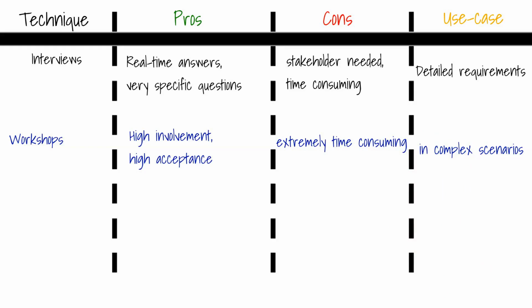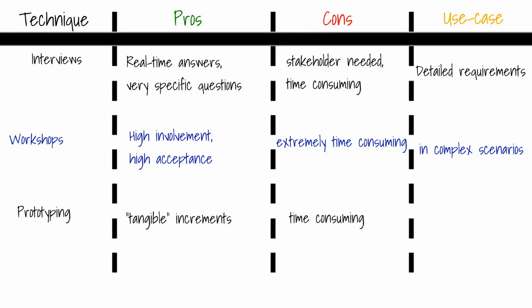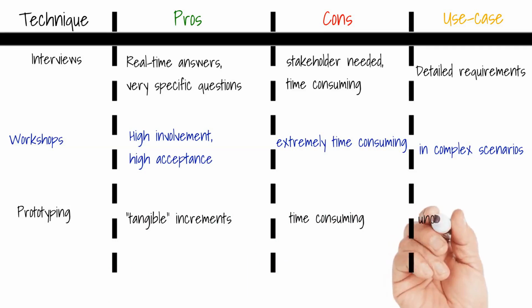Prototyping has the pro that you deliver something tangible with each increment. That helps the stakeholder to understand what we are doing. On the other hand, producing an increment each time and then going back to the stakeholder can get time-consuming. The use case is when you have unclear requirements, but the stakeholder wants to see results frequently.